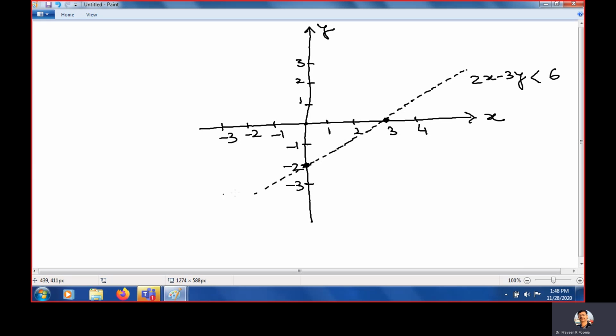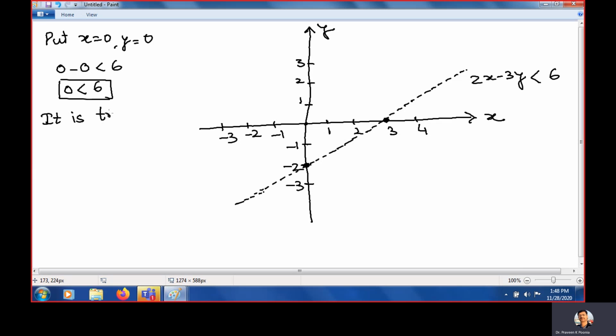Clear? Okay, so this is the line that will divide the given region into two parts. Now we will put x is equal to 0 and y is equal to 0. If we put x is equal to 0, y is equal to 0, what will we get? 0 minus 0 is 0, less than 6. 0 is less than 6. Is it true or false? It is definitely true because it's always less than 6.